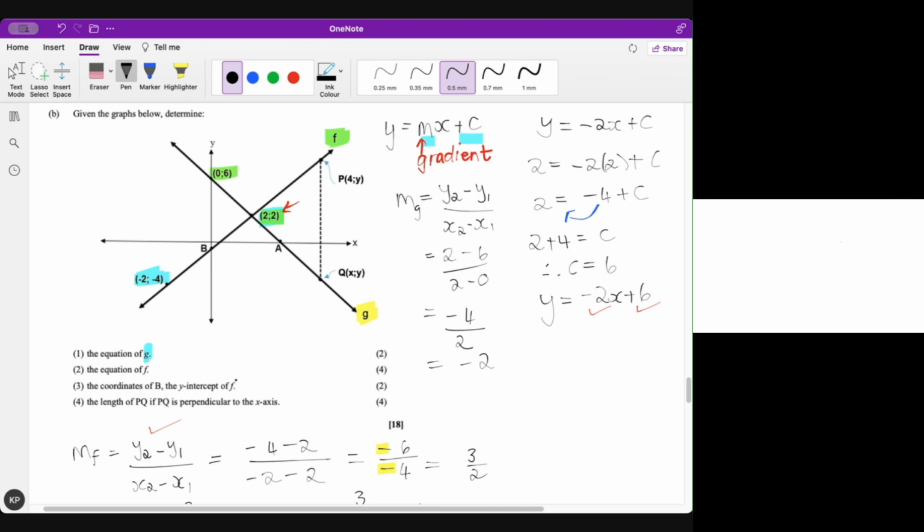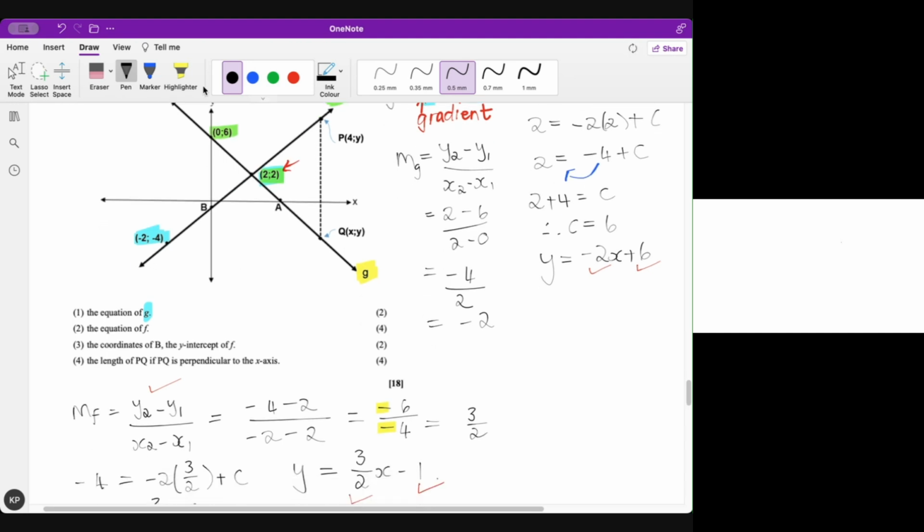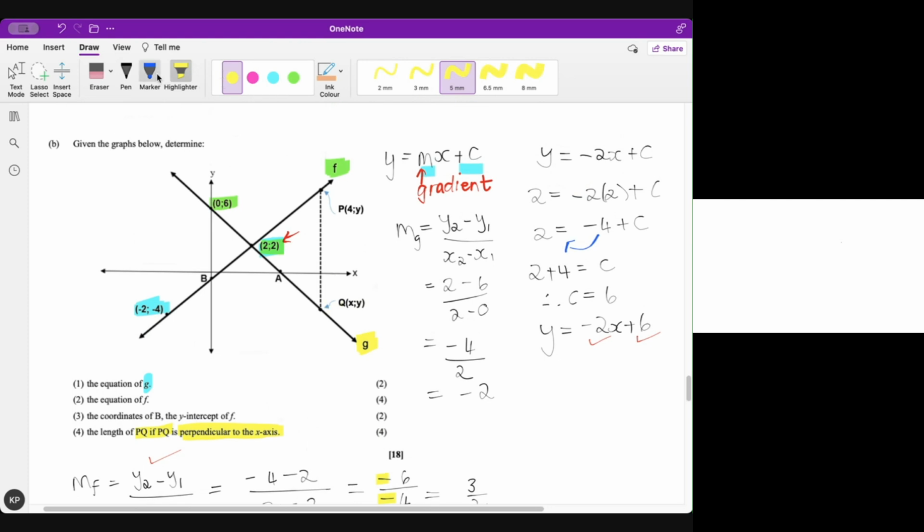Anyways, I'm going to skip 3 because I feel like it's straightforward. To find the y-intercept, you make x 0. But number 4 is very interesting: the length of PQ if it is perpendicular to the x-axis. To find PQ, we need to know Q, and then we need to know P. But they gave us a clue with P: they told us the x coordinate is 4, which means I can take my equation of f, substitute the 4, and it will give me the y. Does that make sense to everybody? Thumbs up, thumbs down before I do it.